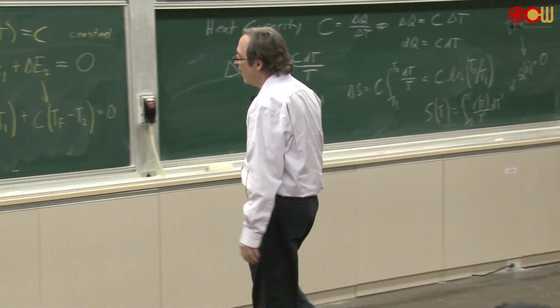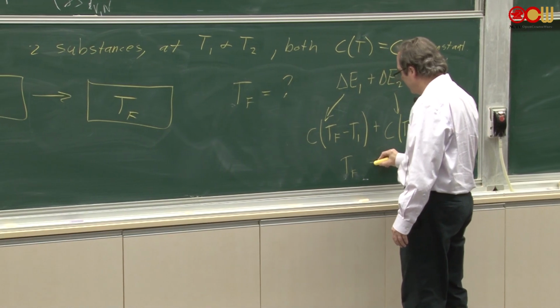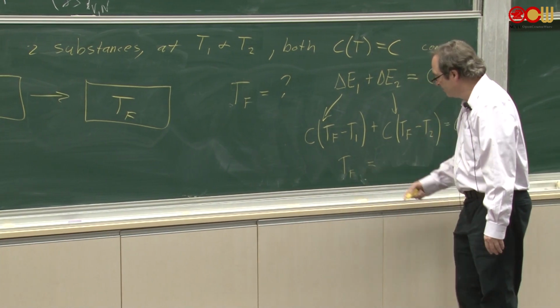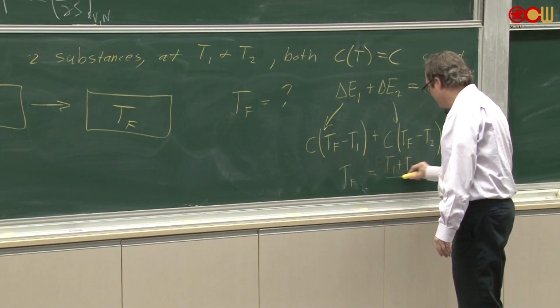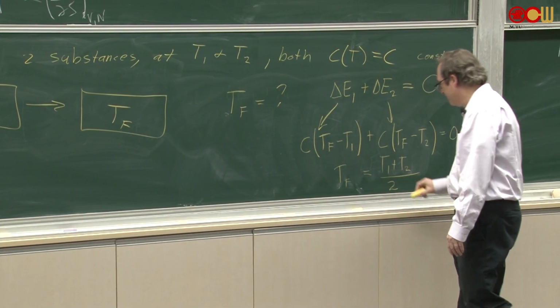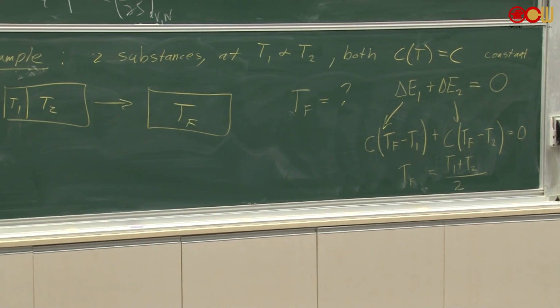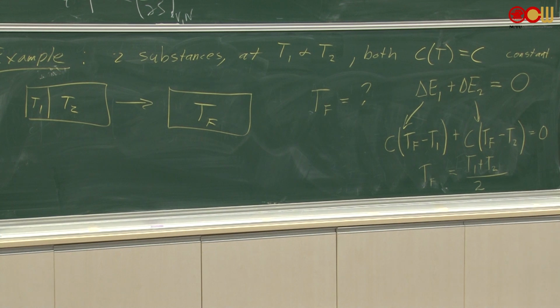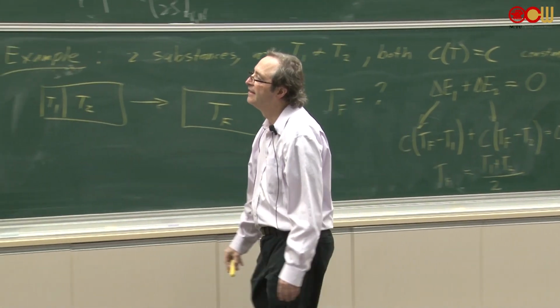All right, so you can find TF. I'm sure you could do this math. What do you get? T1 plus T2, and I think you said over 2. So that's the final temperature. Now, let's compute the change in entropy for each of them.